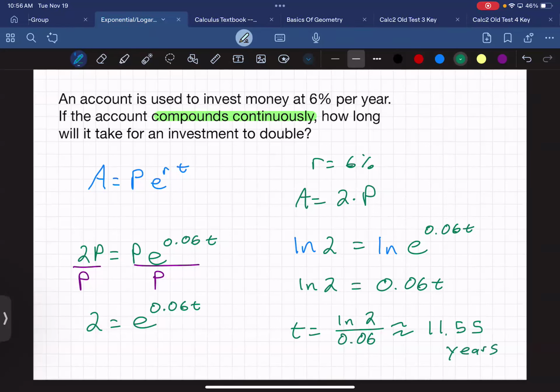Just make sure you see here that it is in years, and it takes 11 and a half years for this to double at 6%.